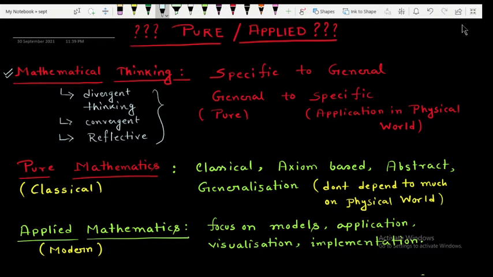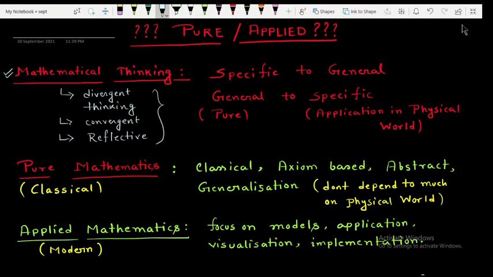And convergent thinking means if you are given a problem and you are going to the specific solution through one way, then that is called convergent thinking. And reflective thinking refers to suppose you are given a problem and you have found a solution of that problem, and after finding the solution, through that process you are able to solve various types of problems of similar manner.